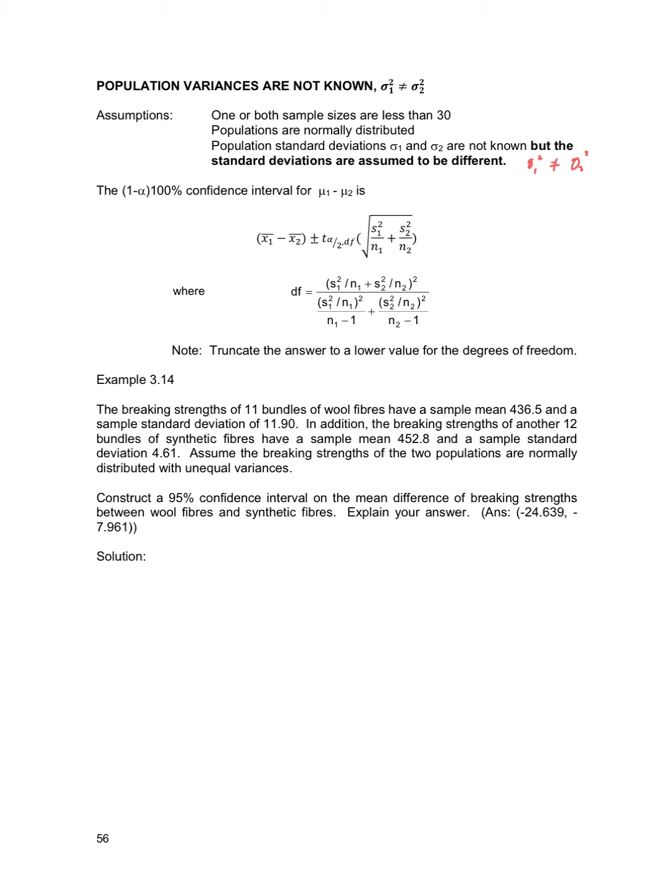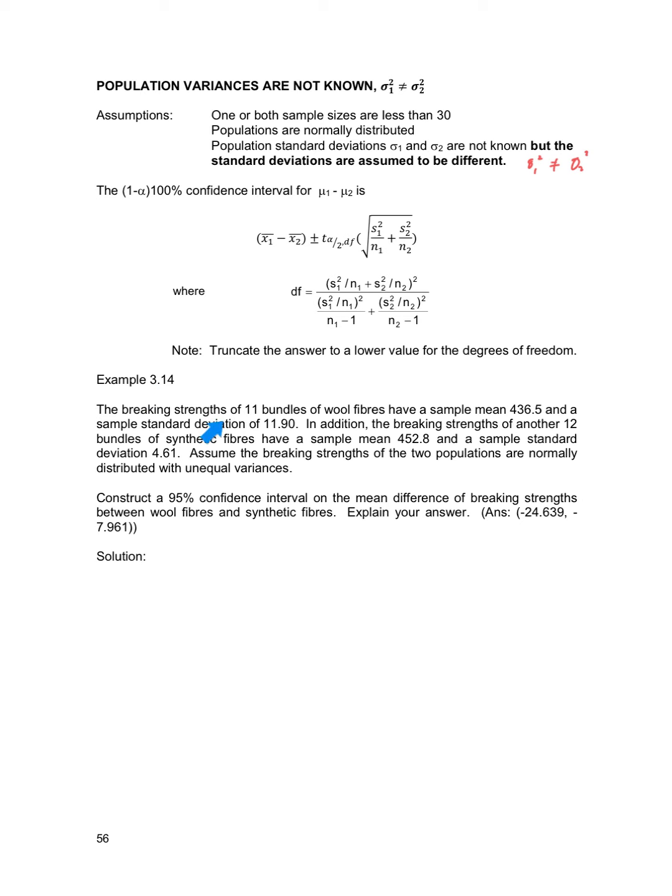Again, I repeat the formula for the confidence interval for the difference between population 1 and population 2: x bar 1 minus x bar 2 plus minus t alpha over 2, degree of freedom, times the square root of s1 square over n1 plus s2 square over n2, whereby the degree of freedom is given by this formula. Note, don't forget to truncate the answer to the lower value for the degrees of freedom. Okay, example 3.14.